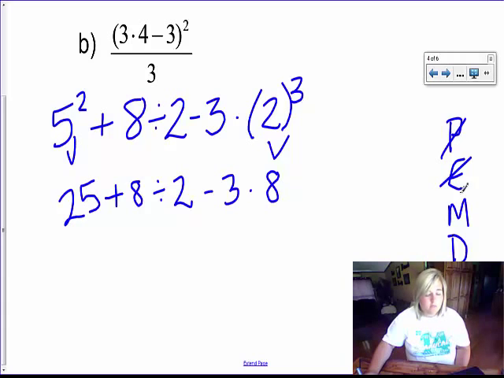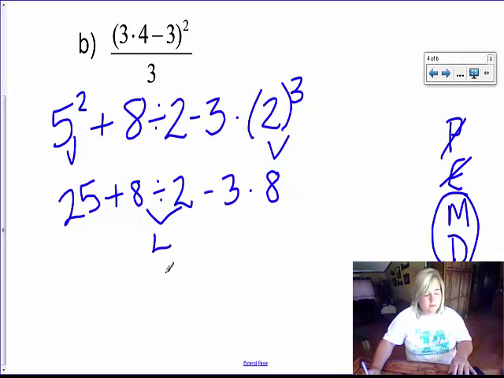Multiplication and division, remember, is one step that we do from left to right. So from left to right, any multiplication or division. So we're going to start on the left side. This is addition. Then we have division. So we're going to do that, which is 8 divided by 2 is 4. Minus, and then 3 times 8 is 24.